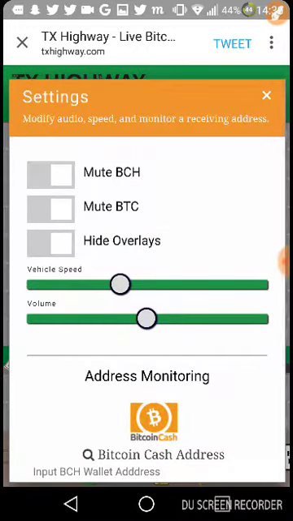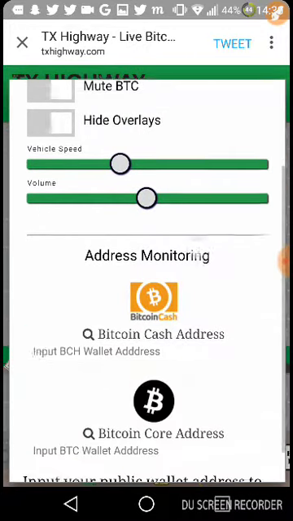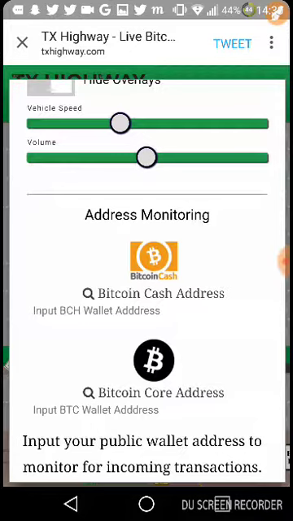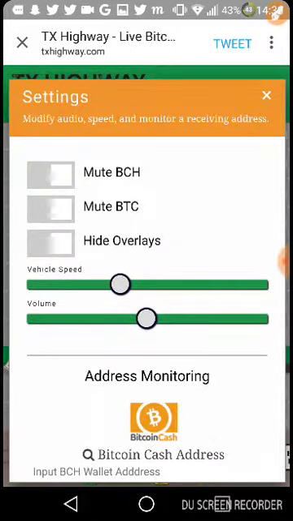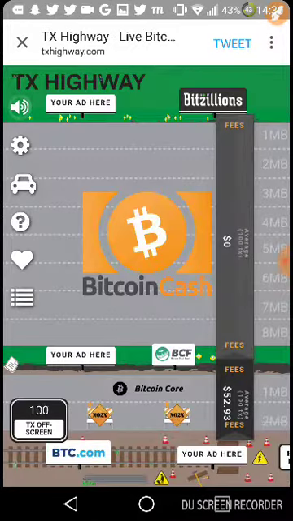Then what else was here? Vehicle speed, there are no vehicles. Volume, there is no volume. Address monitoring, so I could put in Bitcoin Cash or Bitcoin Core addresses, public wallet, and so on, to monitor for incoming transactions. So I could monitor my own addresses and then would need to send money to see anything happen on this webpage. This is what I assume at this point.